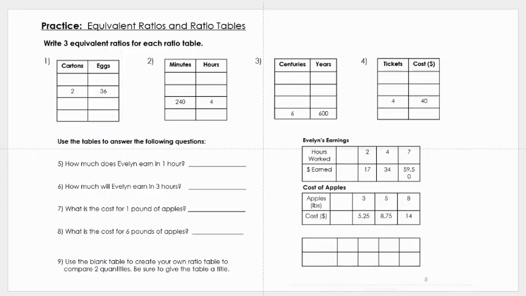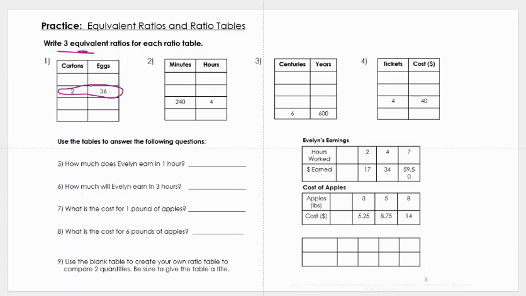Okay, let's look at a little bit of practice with using equivalent ratios and ratio tables. This is a practice page from one of my units, so we'll just do a little bit of practice. In this case, we're starting with 2 cartons is 36 eggs. So for every 2 cartons, I have 36 eggs. And we're writing 3 equivalent ratios for that.